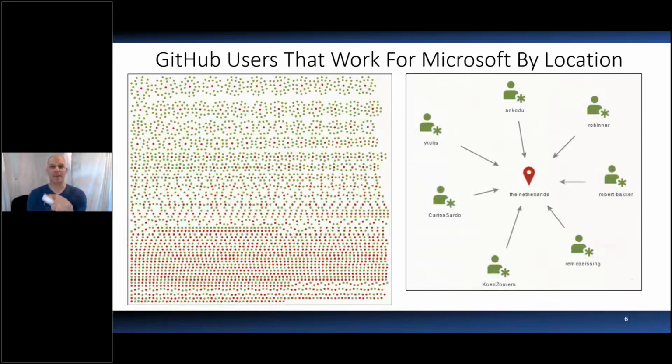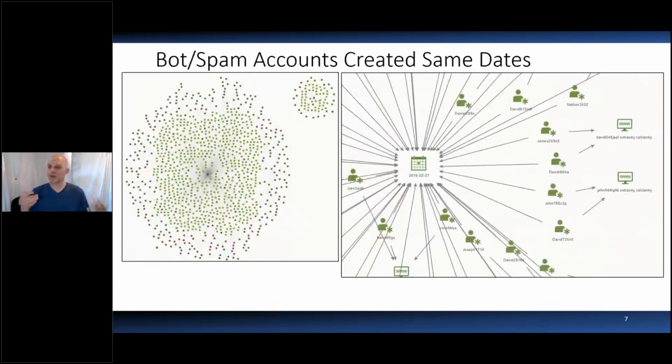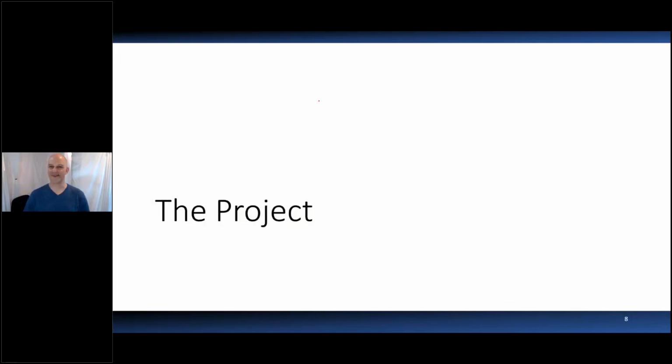But what about those bots? What about that spammy stuff? And I started looking, and sure enough, there's a whole bunch of accounts that were created on the exact same day, or even at the exact same second, or sequentially. And I started looking at that, and sure enough, we can plot these bots and how they're connected, and possibly discover people that are using software to create massive amounts of accounts on GitHub to promote a website or a Bitcoin exchange or something else like that.